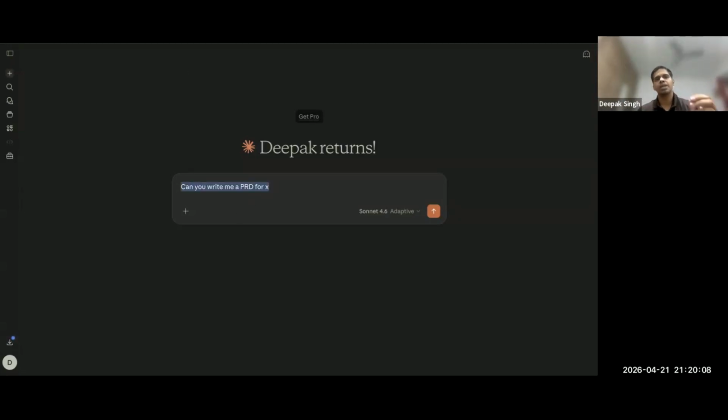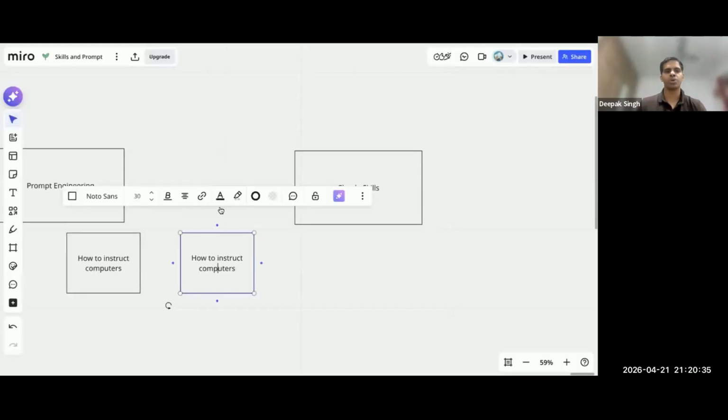But if you really want to get good output from LLMs, you have to almost write a skill for writing a PRD. So it's basically write me a prompt to write a PRD. You first write a prompt to write a PRD, and then you give context of what you need to write the PRD around along with this prompt, and then you can get some useful output. So one of the problems with instructing computers is the instructions tend to be large.